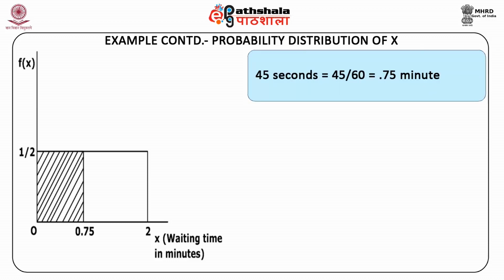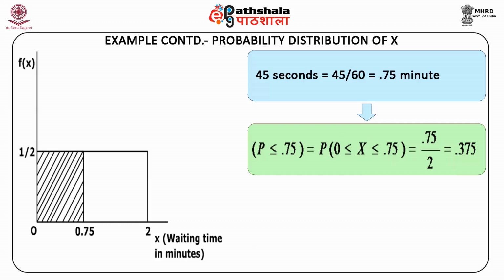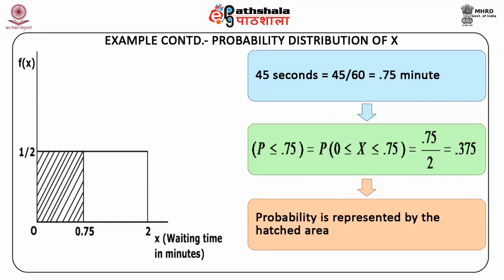Now 45 seconds is equal to 45 upon 60, which is equal to 0.75 minutes. Thus, in the present case, we may evaluate the required probability as P(x less than or equal to 0.75) is equal to 0.75 upon 2, which is equal to 0.375. In the diagram, the probability is represented by the hatched area.